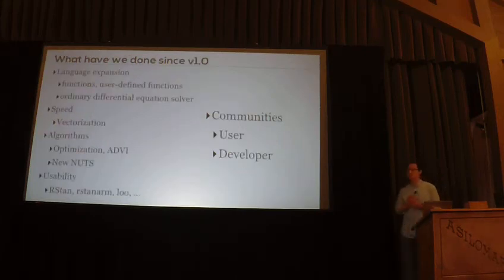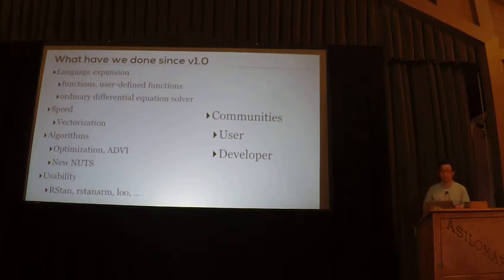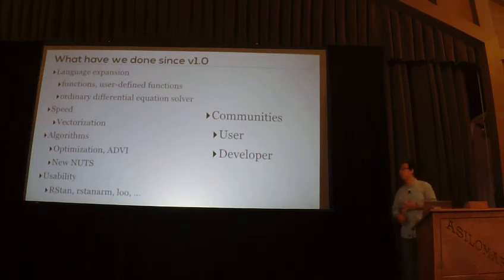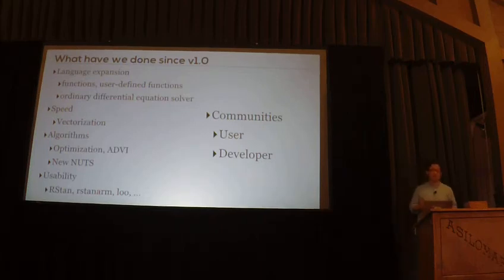Okay, so that was up to Stan 1.0. So what have we really focused on since then? I would say it's a lot of language expansion. We added functions, user-defined functions. Ordinary differential equations are a game changer. And we're just expanding the types of models that you can fit in it. We worked on speed. Most of the underlying code we just try to optimize as we go along.